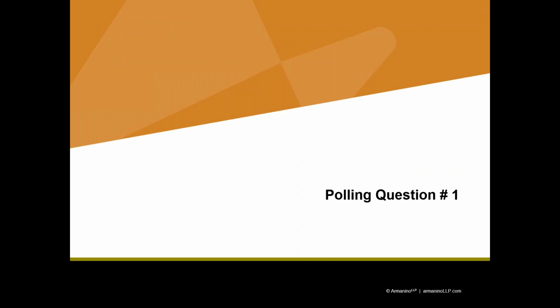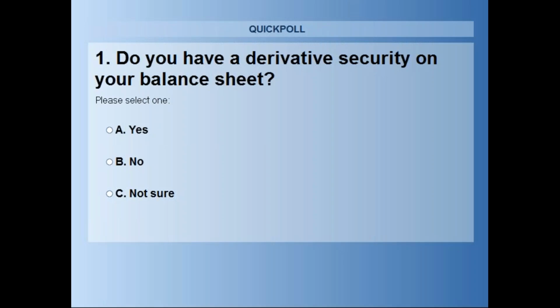And we're going to have our first polling question. So we'll wake the audience up with this first one right away. The question we have for you is, do you have a derivative security on your balance sheet? Your options are yes, no, or unsure. We're going to leave the poll open for just a couple more seconds to make sure the audience gets a chance to register their votes. It looks like the majority of the audience has voted, so let's go ahead and close that poll and share the results.